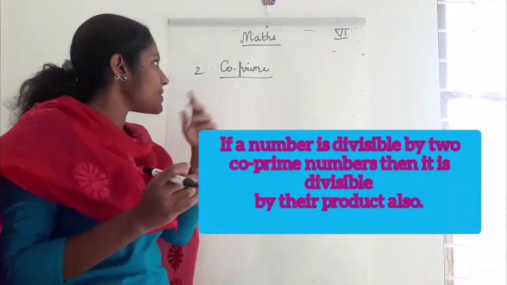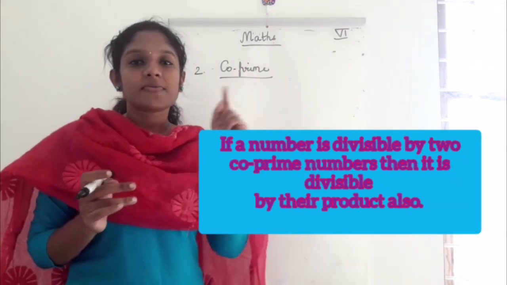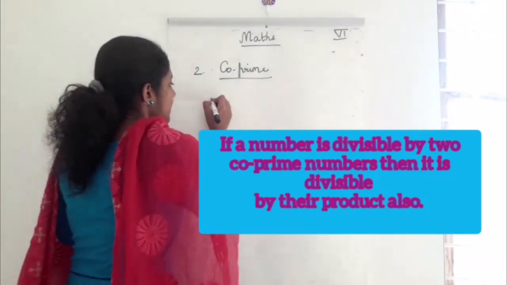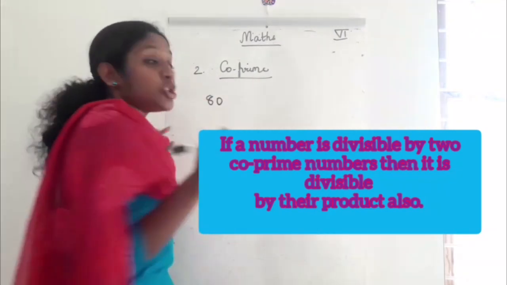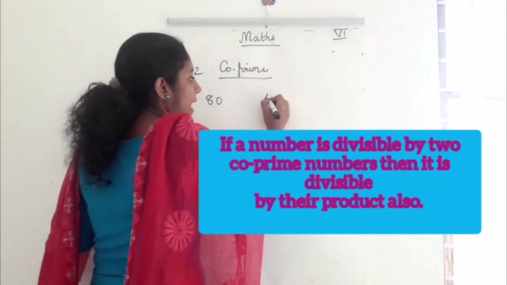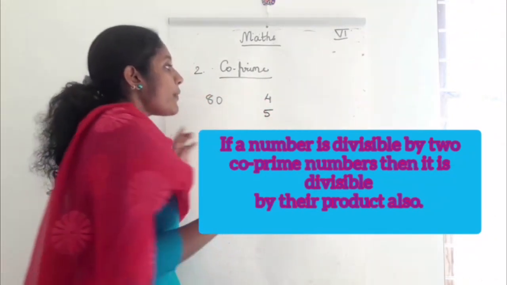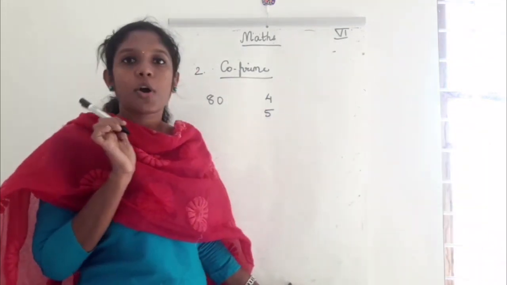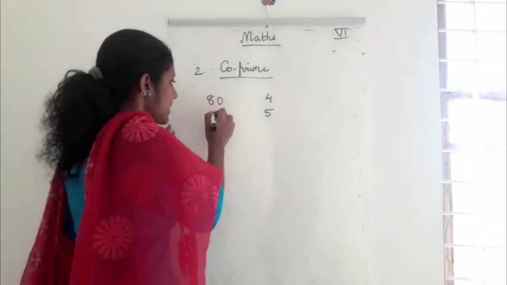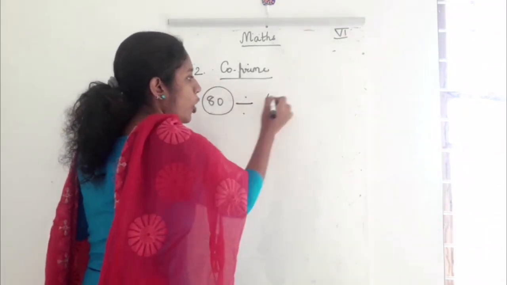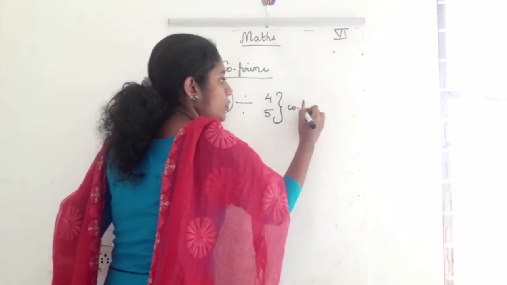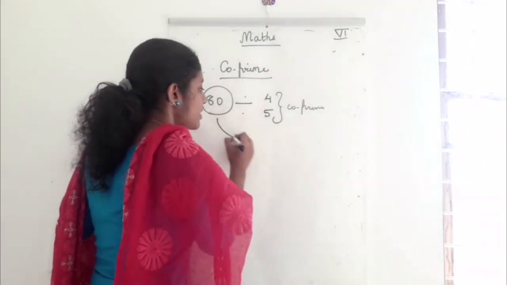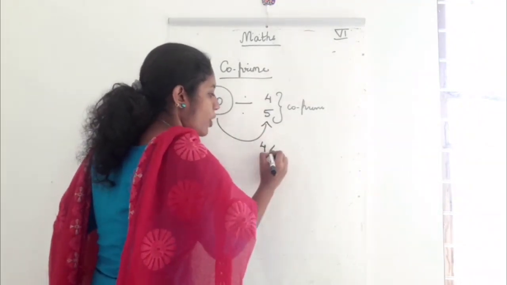So it is said if a number is divisible by two co-prime numbers, it will be divisible by their product also. We will do an example: 80 is a number. 80 is divisible by two co-prime numbers, 4 and 5. When you look at the factors of 4 and 5, the only common factor is 1. According to this divisibility test, if a number is divisible by two co-prime numbers, it will be divisible by their product also.